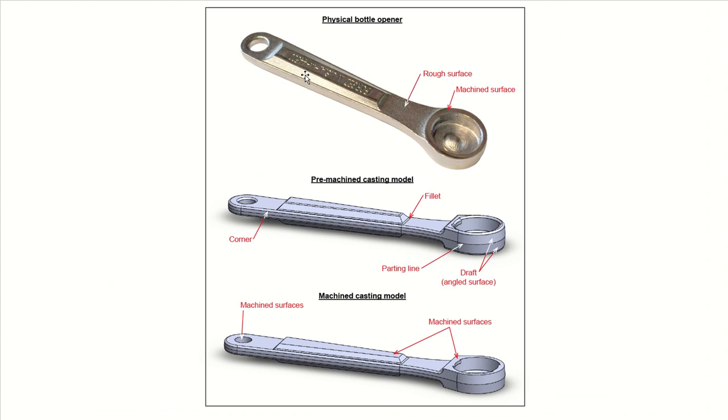here we go. This is your bottle opener, your rough surface, your machine surface. This is before machined: casting mold model coming out of the mold. You have your filler corner, parting line is right there, a little bit rough. Then you want to smooth it out. So this is the machined casting model. Machine surface right there. Machine surfaces are right here. Yes, that's cool. Okay.